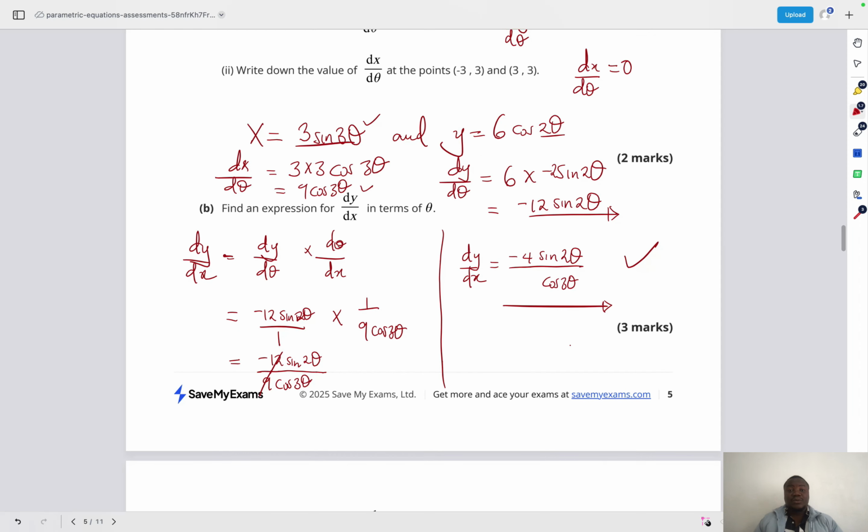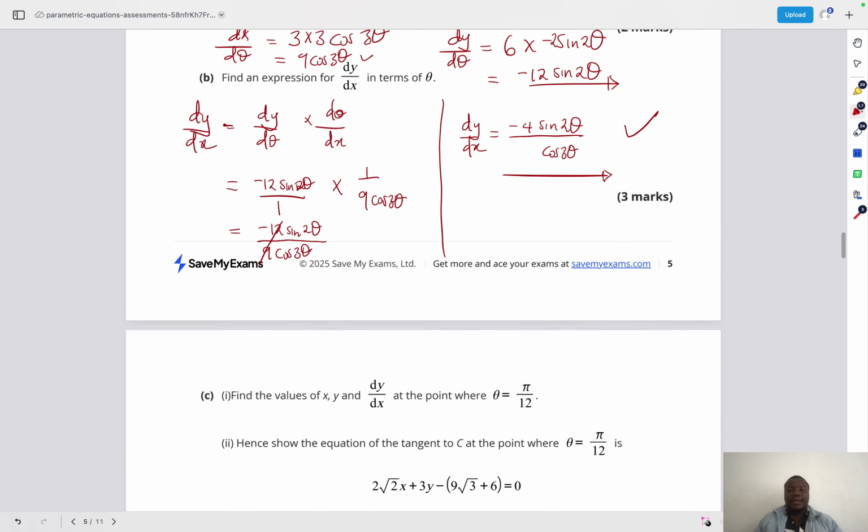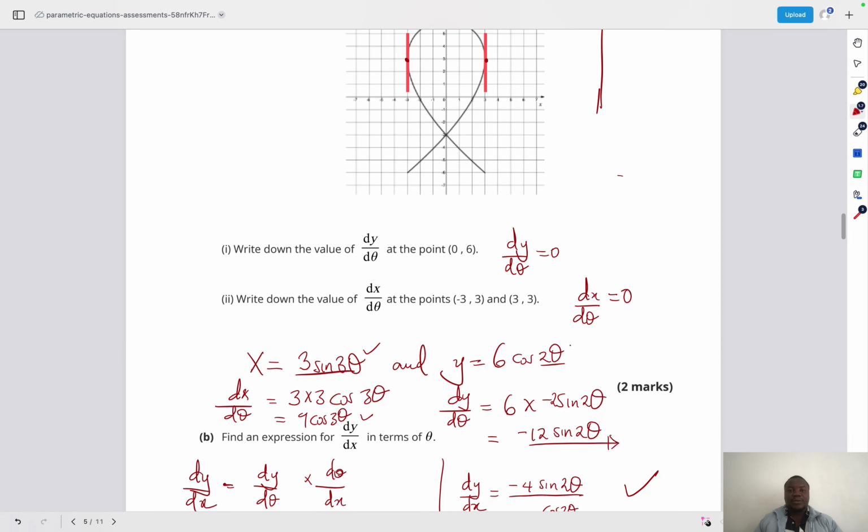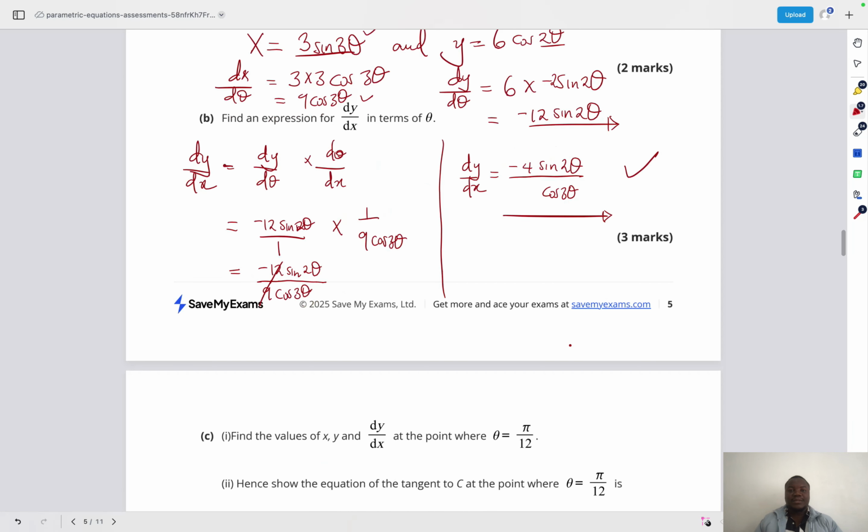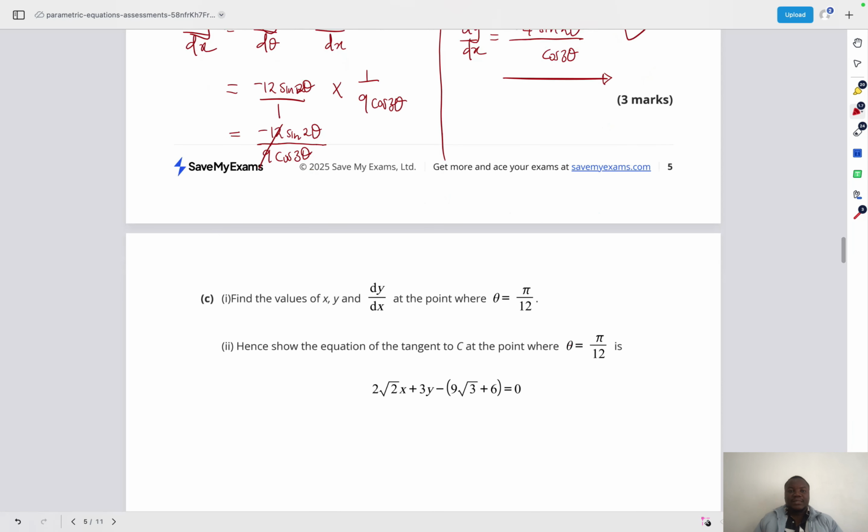A very nice question. And then I think where we need to do a little bit of thinking is on the last part, C. C says find the value of x and y and dy/dx at the point where θ is equal to that.